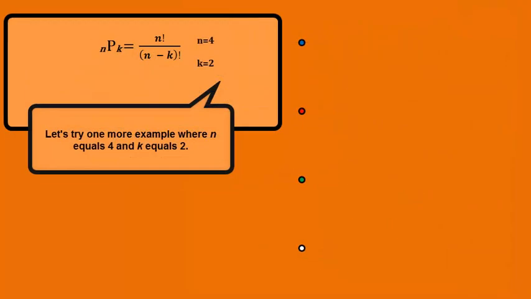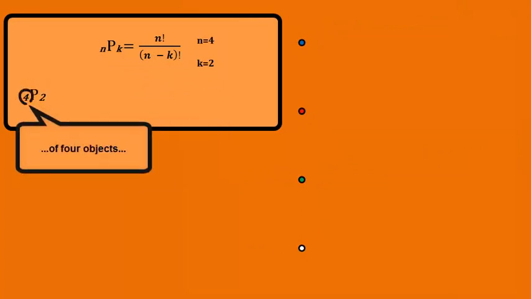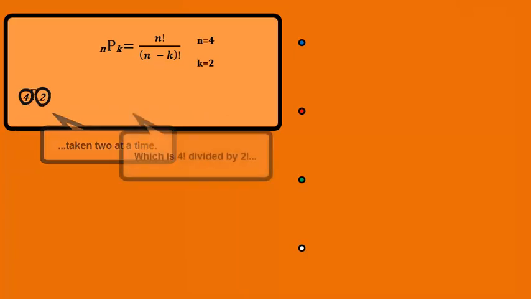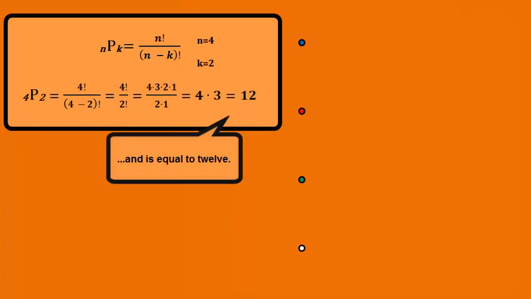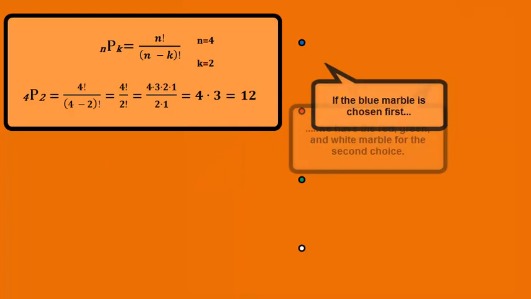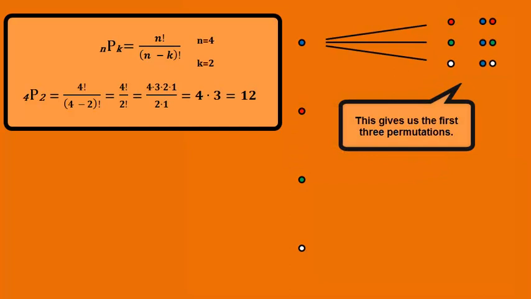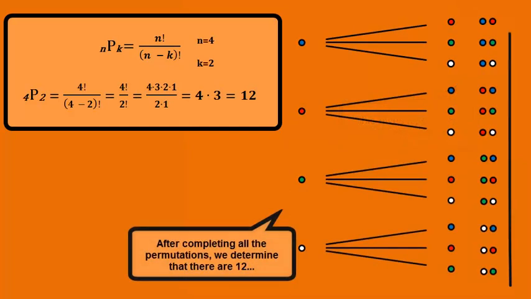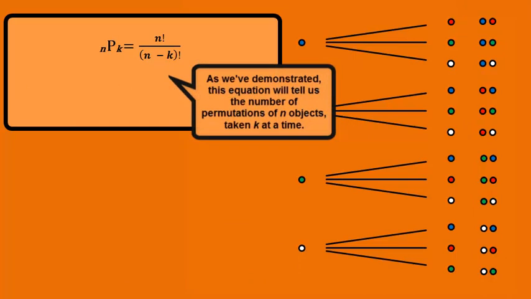Let's try one more example where n equals 4 and k equals 2. We will determine the number of permutations of 4 objects taken 2 at a time, which is 4 factorial divided by 2 factorial, and is equal to 12. If the blue marble is chosen first, we have a red, green, and white marble for the second choice. This gives us the first 3 permutations. After completing all the permutations, we determine that there are 12, just as the equation predicted. As we've demonstrated, this equation will tell us the number of permutations of n objects taken k at a time.